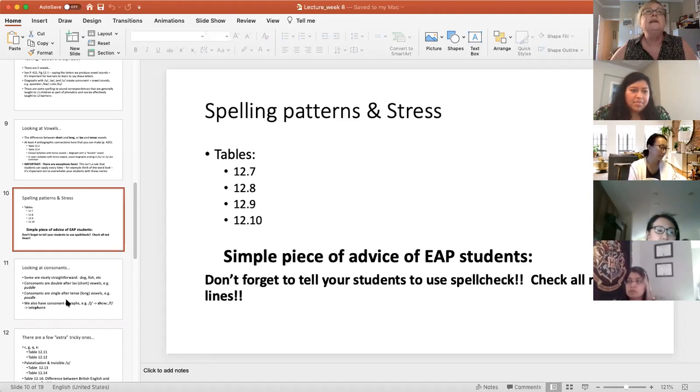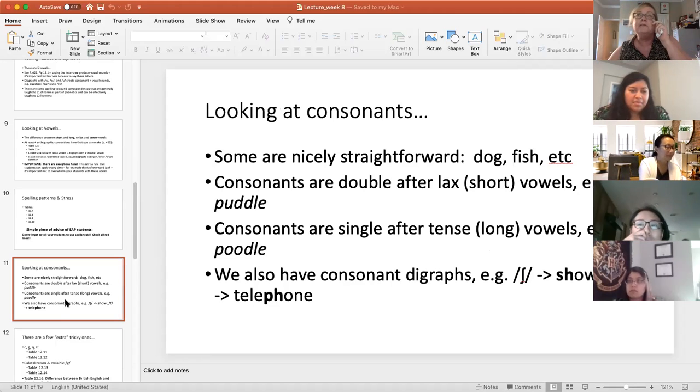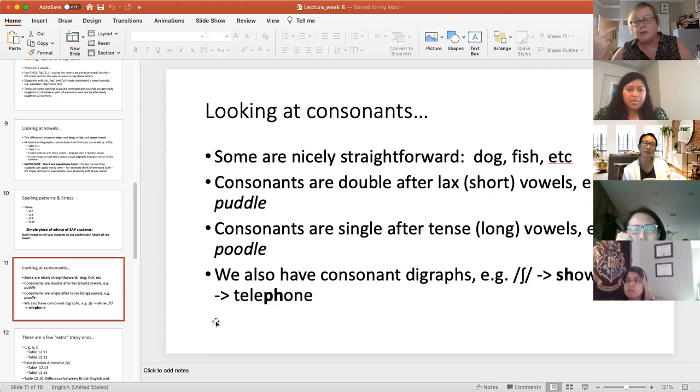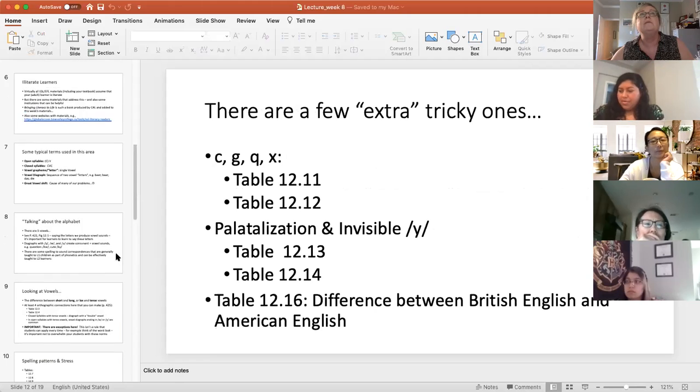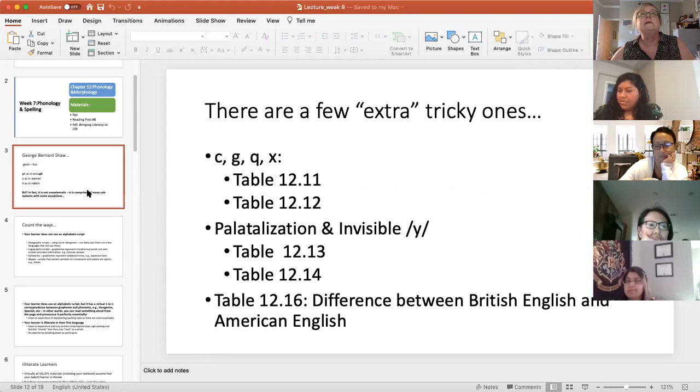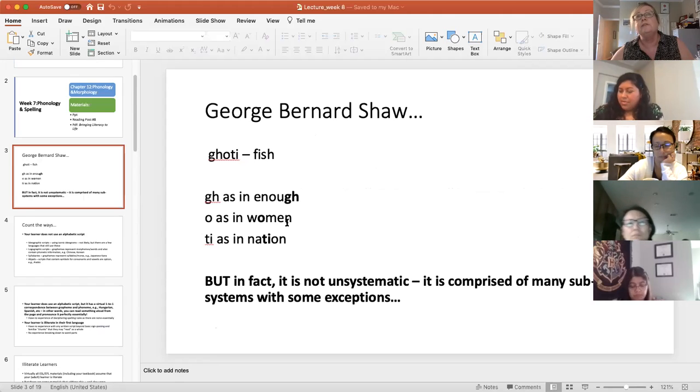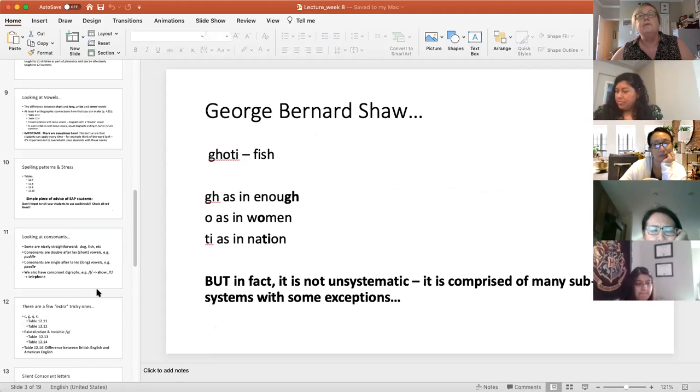Okay. So now we're going to look at consonants. Consonants are interesting because they are often not discussed. Phonics will include some work on vowels, but often doesn't on consonants. They seem to assume that consonants are all pretty much easy. But if you go back and look at George Bernard Shaw's ghoti, you can see that you've got lots of problems with consonants as well as with vowels.